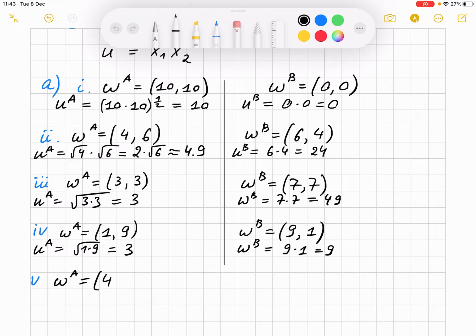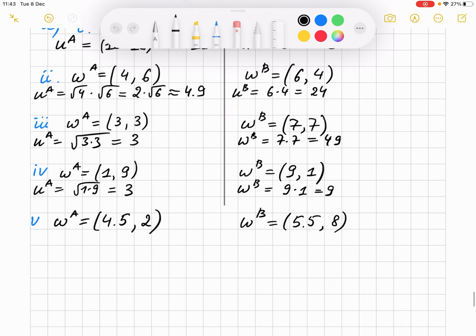So here agent A has 4.5 of the first good and 2 units of the second good, and so agent B has 10 minus 4.5, so it's going to be 5.5 of the first good, and 10 minus 2 will be 8 of the second good. And then again we substitute, so it's 4.5 times 2, so the square root of 9 will give 3.